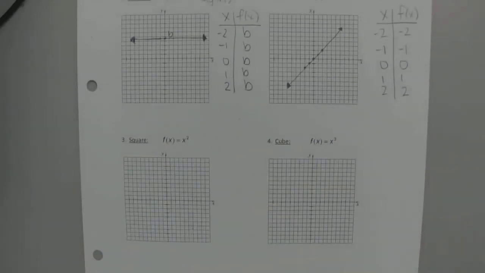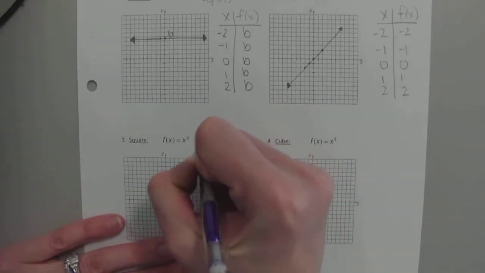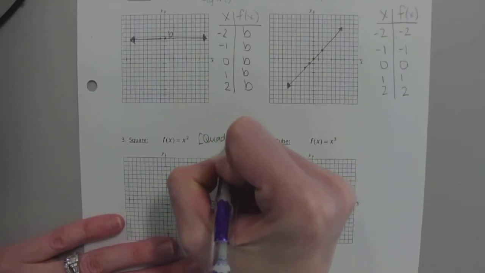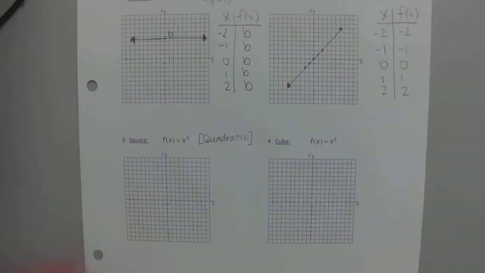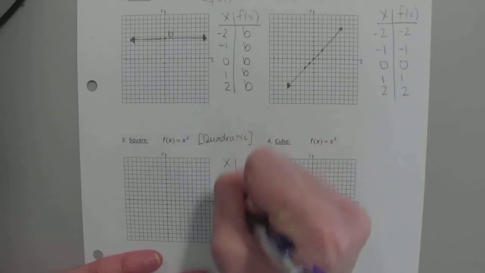All right, so the next one, guys, down here, is just your square, also known as your quadratic. So we've seen quadratics in the sense that we've factored them, but they've been way more complicated than just x squared. They've been x squared plus 3x plus 2 or something like that, right? So this is your typical parabola.